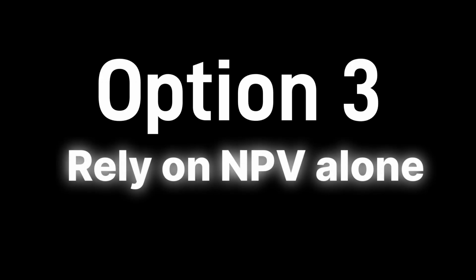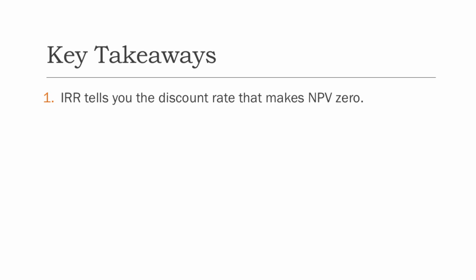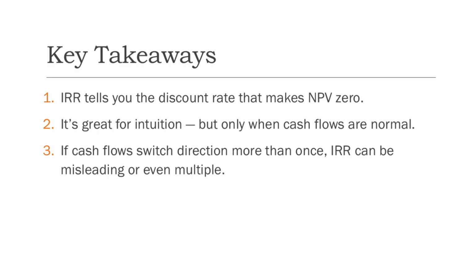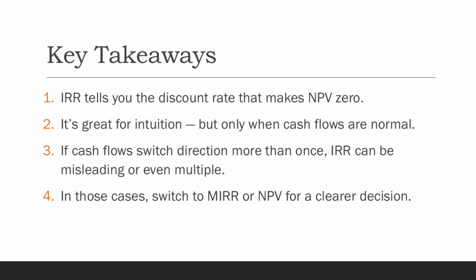Or option 3, rely on NPV. At the end of the day, NPV is king. It measures the actual value added in currency terms, and it's never ambiguous. So here's the key takeaway. IRR tells you the discount rate that makes NPV 0. It's great for intuition, but only when cash flows are normal. If cash flows switch direction more than once, IRR can be misleading, or there could be several answers. In those cases, switch to MIRR or use NPV for a clear decision.